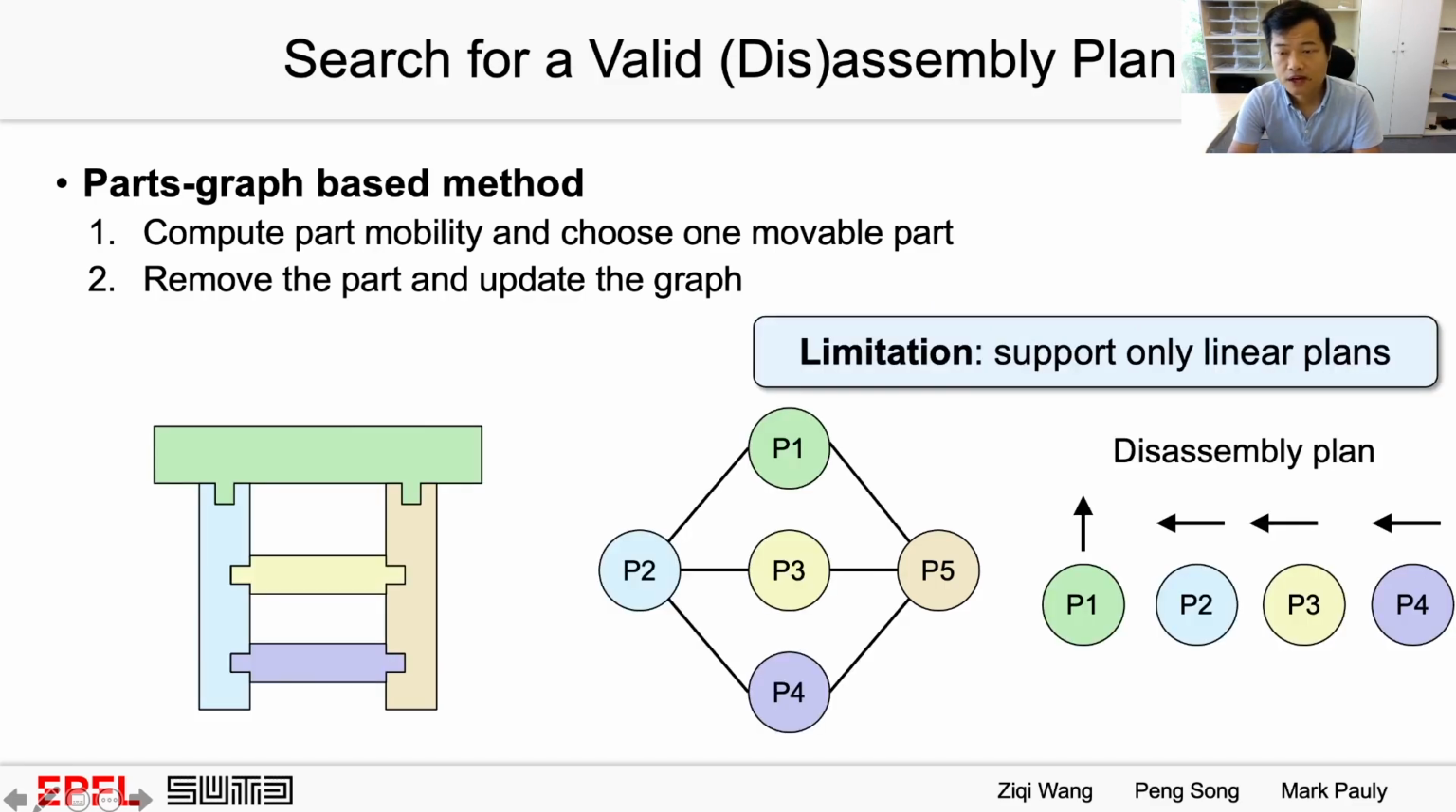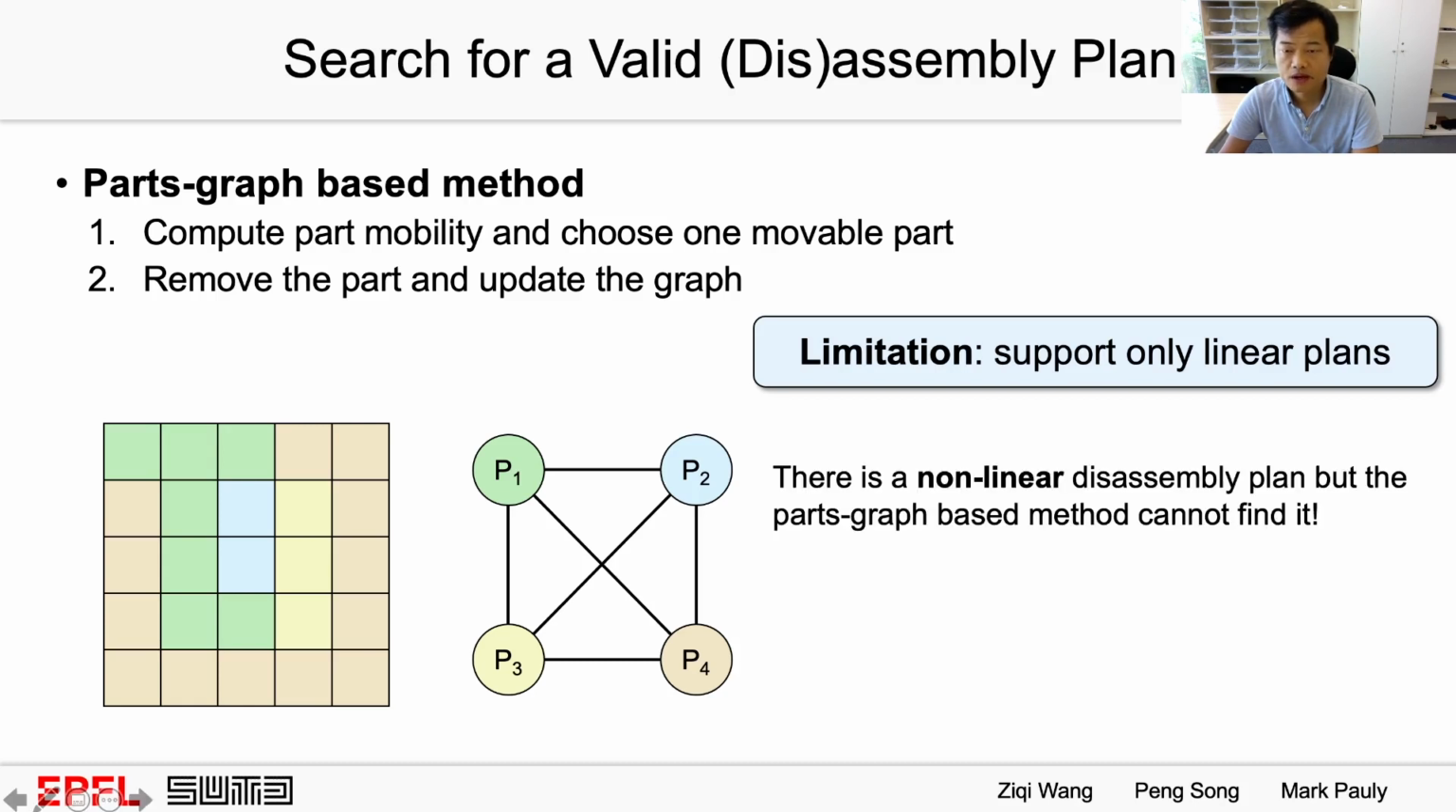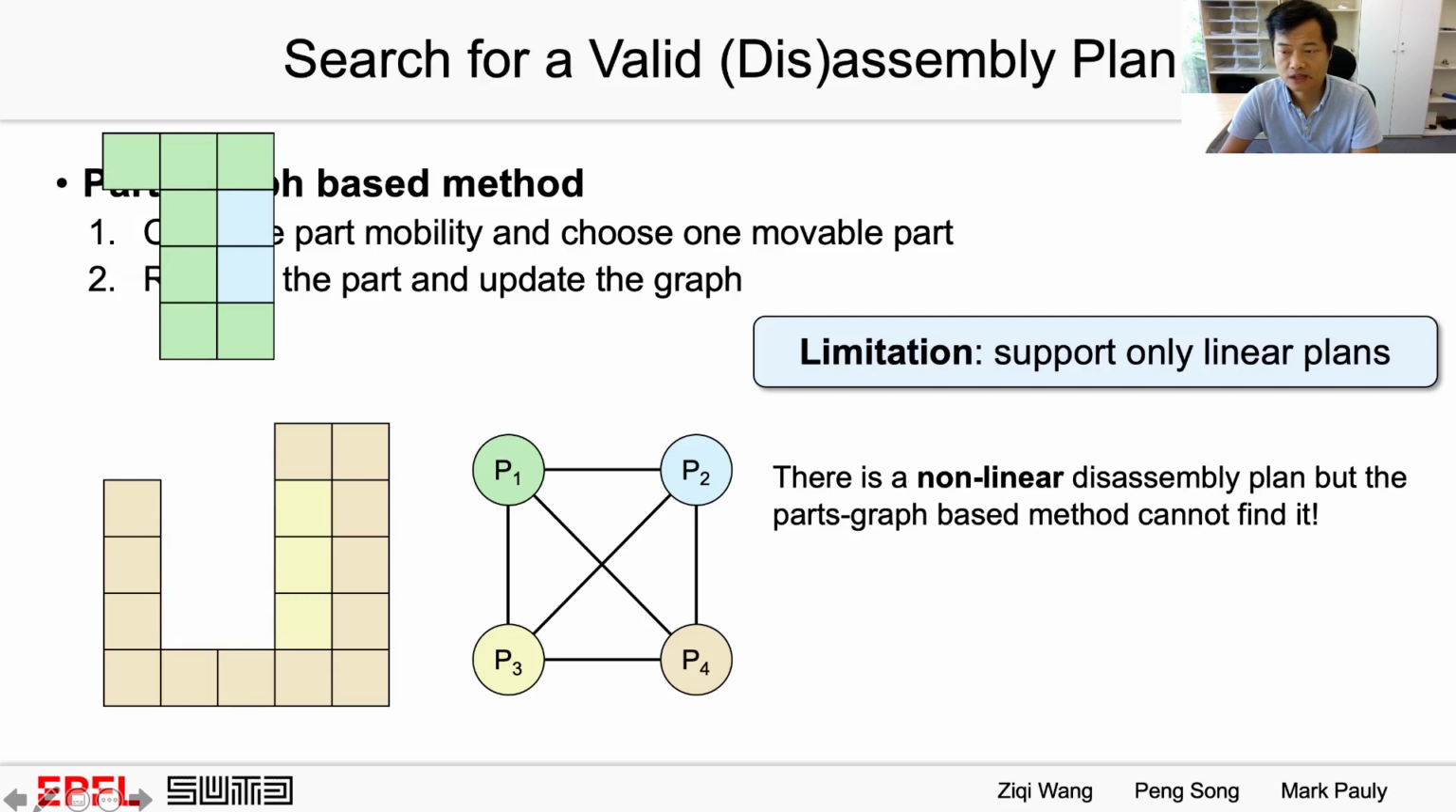One limitation of this path graph-based method is that it supports only linear disassembly planes. Look at the computed disassembly plane here. In this plane, we take out each single part at a time. Due to this limitation, this method cannot search a valid plane for this assembly since there is no single part removable from the assembly. However, there is indeed a nonlinear disassembly plane. In this plane, we translate the green and cyan part together along the same direction to take them out. After that, the yellow part can be easily taken out.